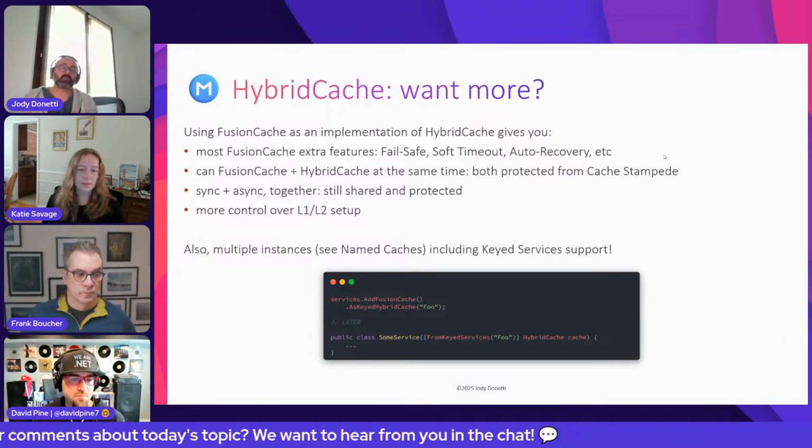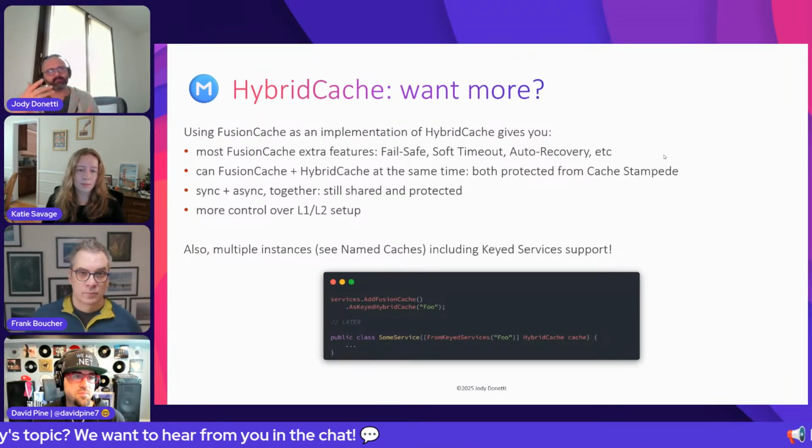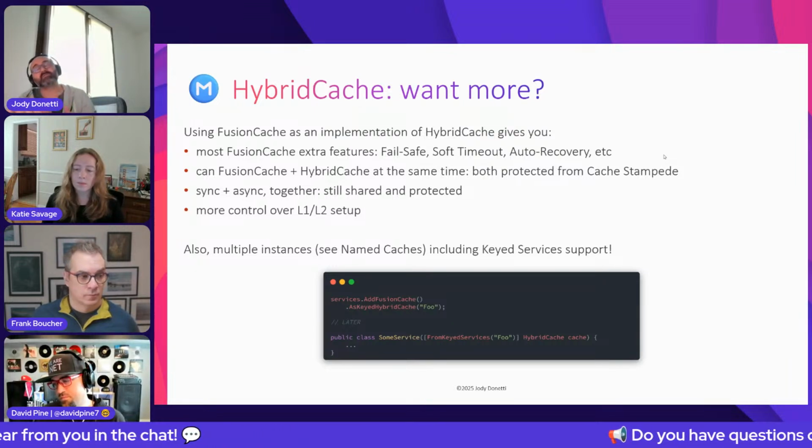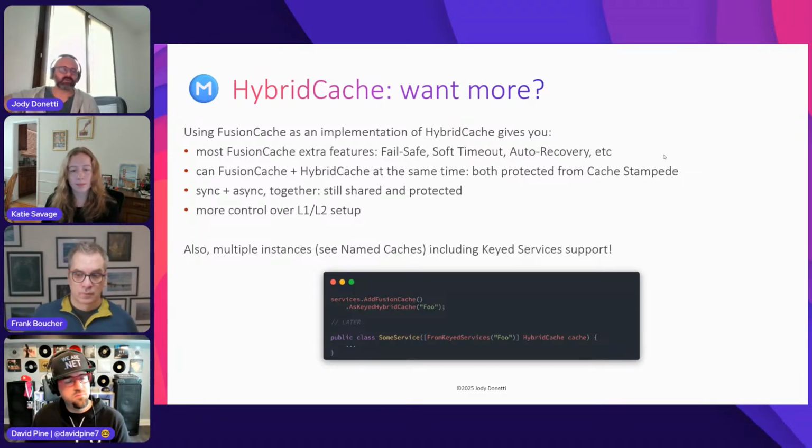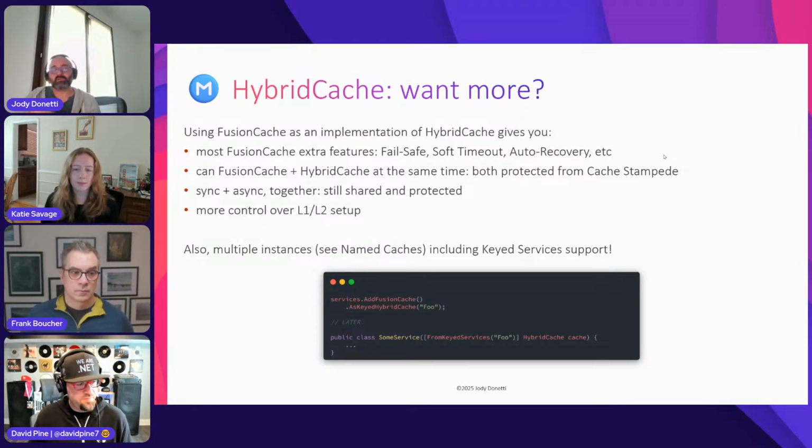And you also have more control over the L1, L2 setup, because currently with the HybridCache default implementation, if it finds a distributed cache in the DI container, it will use it. Maybe you don't want to do that, or maybe you want to use one for the HybridCache, but you don't want to add it to the global DI container. So there are some limitations, and this goes over that. Also, since FusionCache supports multiple named caches and keyed services, it also supports keyed services while being used as a HybridCache, which is something that HybridCache currently does not support because it only supports one single instance.